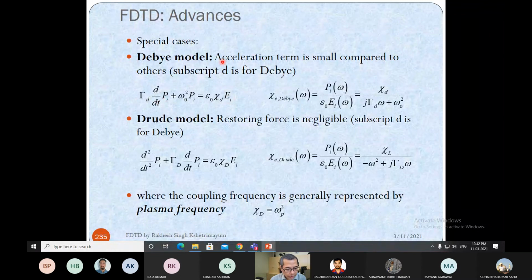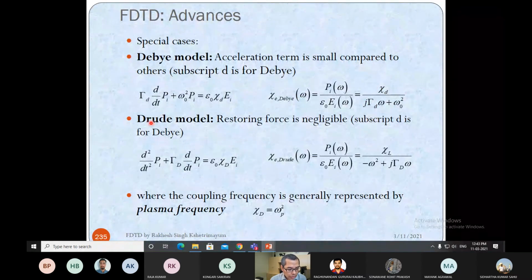These are actually proposed by different people, so the names are different because of the person who originated each model. In the frequency domain also we neglect the first term. So the electric susceptibility for the Debye model at frequency omega is chi_D divided by (j gamma_D omega + omega_0²). I have replaced L by D here because we are in the Debye model. Chi_D is the coupling coefficient and gamma_D is the damping coefficient for the Debye model. Because the first term is gone, we have some changes in the electric susceptibility.